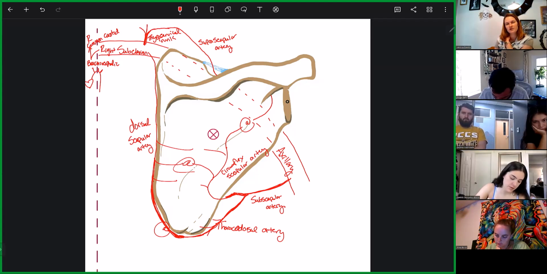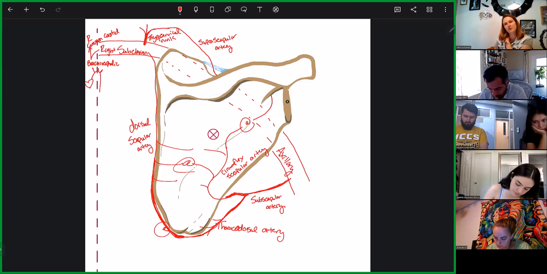Now, anastomoses are just like driving in a neighborhood. If you were driving around and there's a roadblock because there's construction or there's just traffic in general, you can take different paths and reroute yourself a little bit to still get to where you need to go.